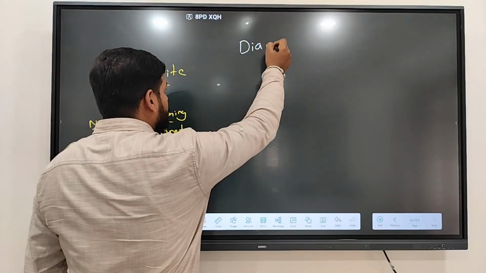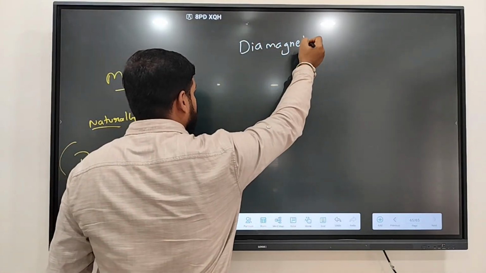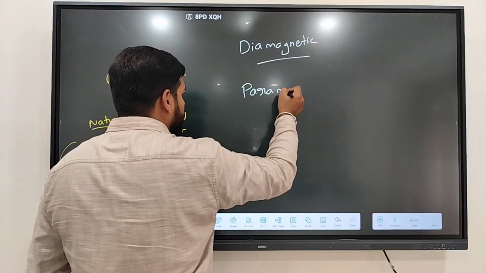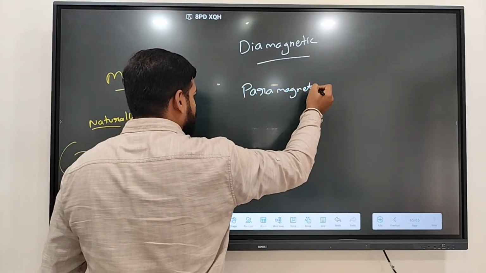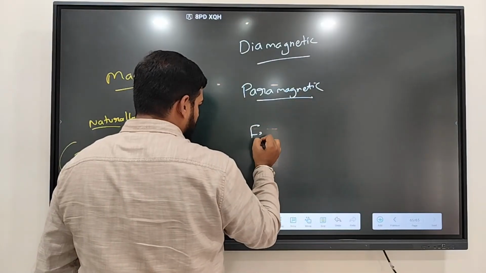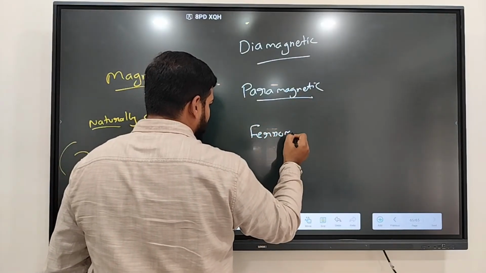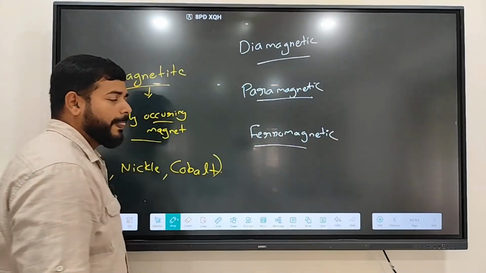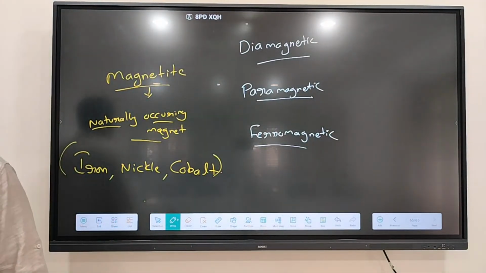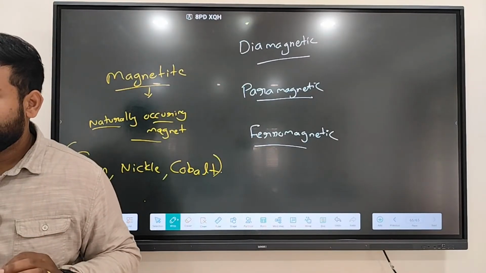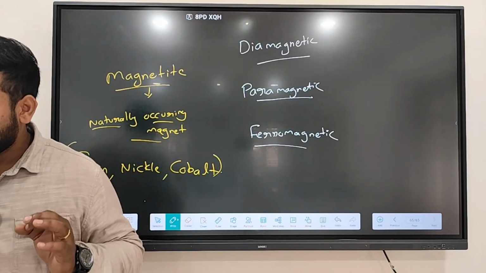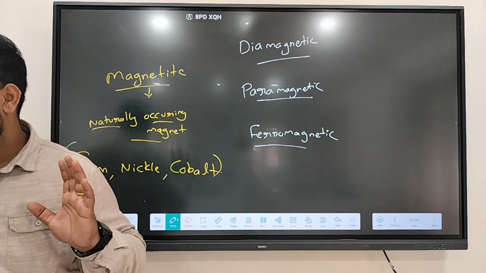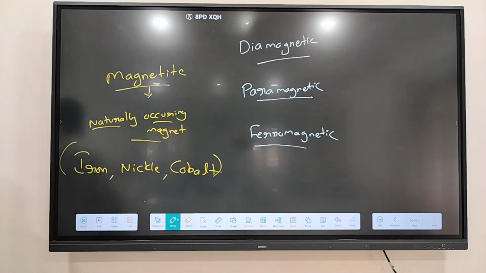Diamagnetic materials, paramagnetic materials, then ferromagnetic materials. Diamagnetic material means it will not attract towards the magnet. No attraction.